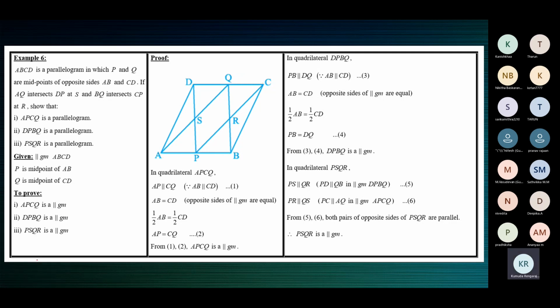For parallel, they don't have to be equal portions. AB is parallel to CD because ABCD is a parallelogram. A small part of AB can be parallel to a big part of CD. Parallel only, we are not saying they're equal.